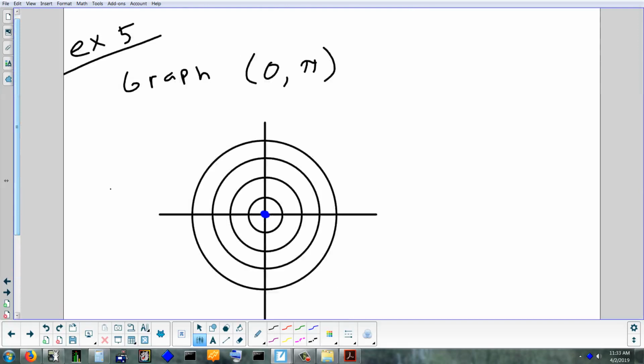All right, so 0, anything. It's always just at the origin. It doesn't move. It's just like it spins in place.